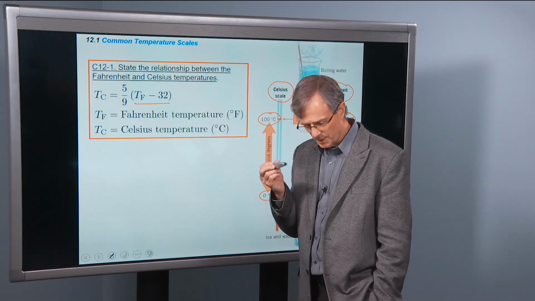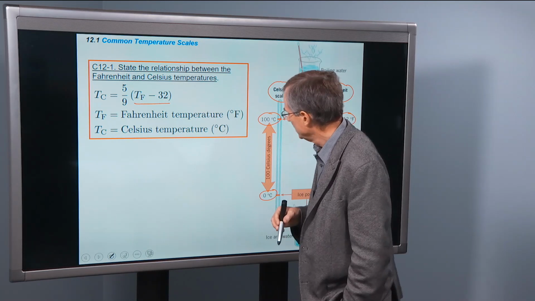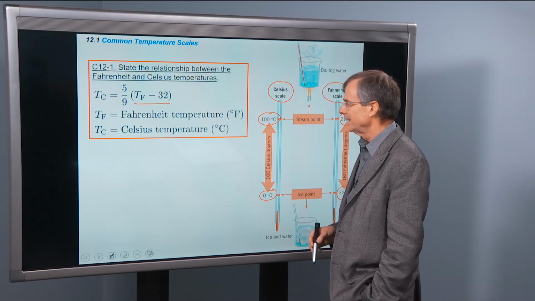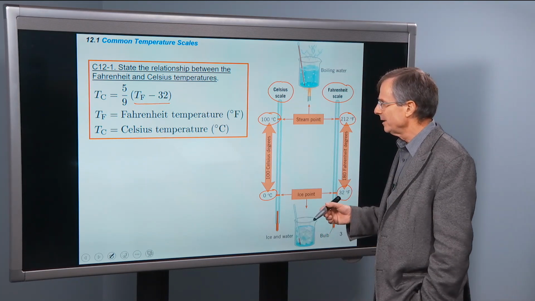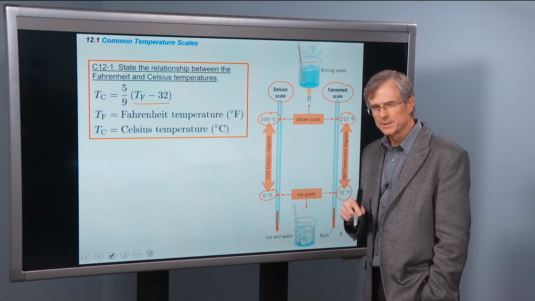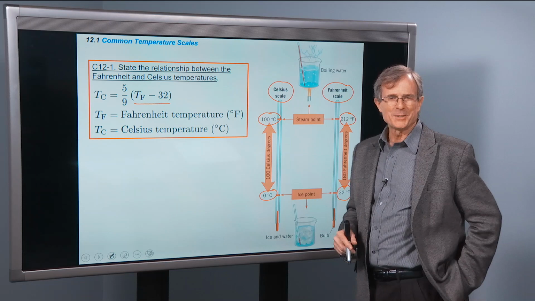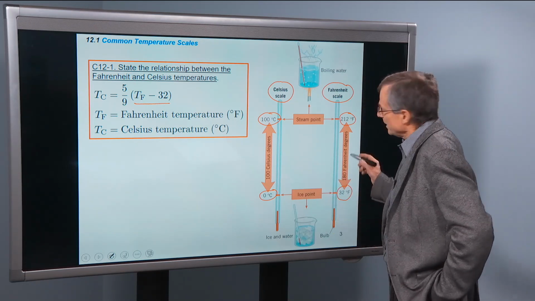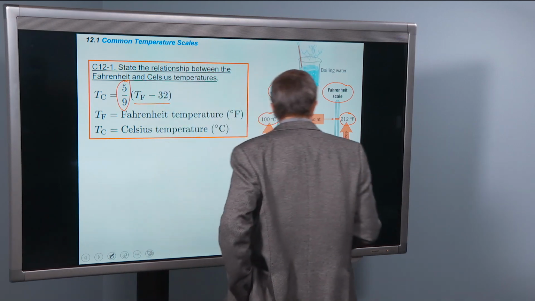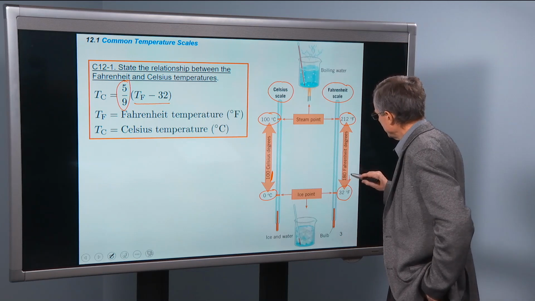And then you want to realize that for any given temperature change in Fahrenheit, the corresponding change in Celsius is going to be less, because the degree in Celsius is more. So I don't know if that made any sense, but the conversion factor here, 5/9, comes from the ratio of 100 degrees to 180.